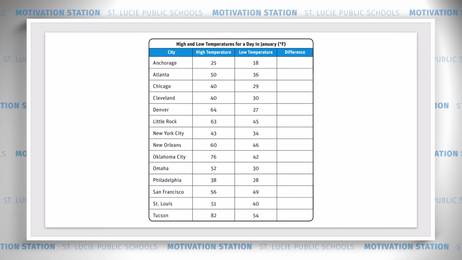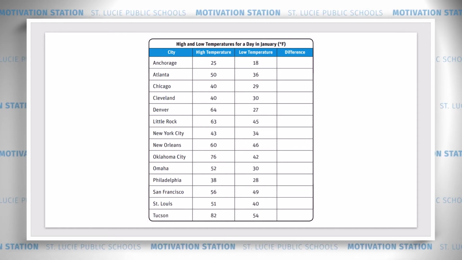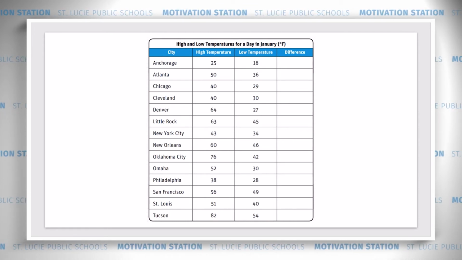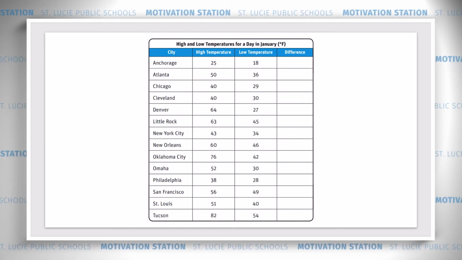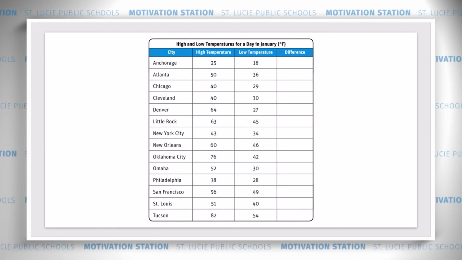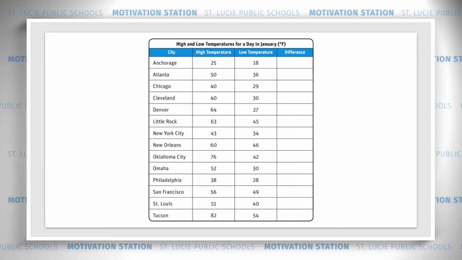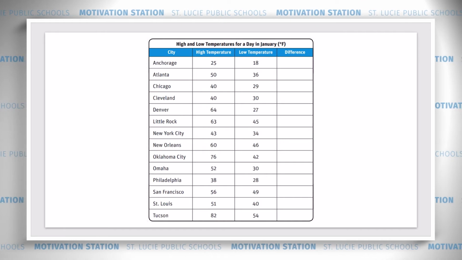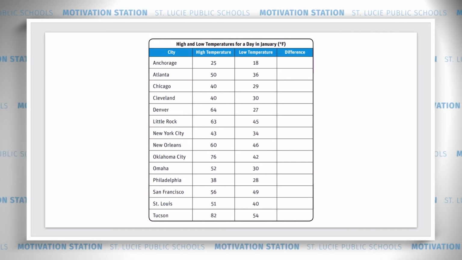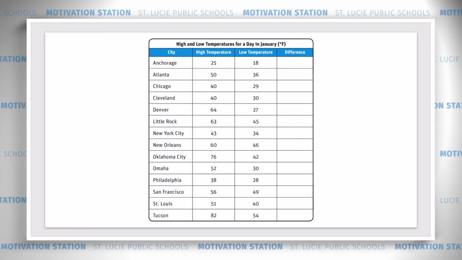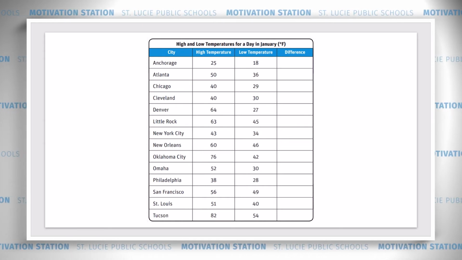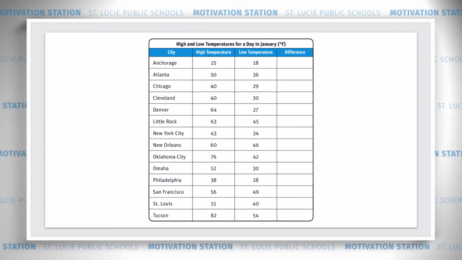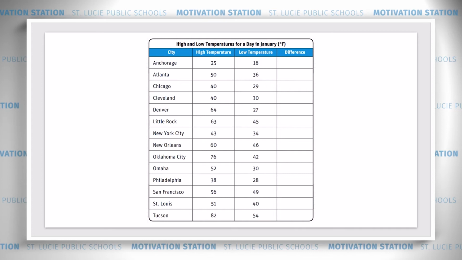What's the high temperature in Oklahoma City? Let's look down the city chart. Oklahoma with an O. There it is. Oklahoma City, 76 degrees. Okay. Who had a higher temperature than Oklahoma City? Did you find it? Yeah, it's the last one there. That city is Tucson. Tucson, Arizona. That's way out in the southwest United States, even further west than Texas.